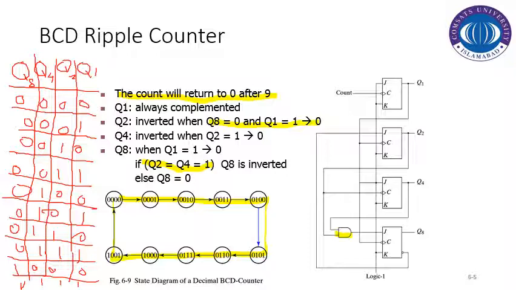So we can see these facts from this table as well. Q2 is inverted. If you observe Q2 here, Q2 is inverted in those possible cases whenever Q8 is 0, and Q1 is 1, and having a transition from 1 to 0.